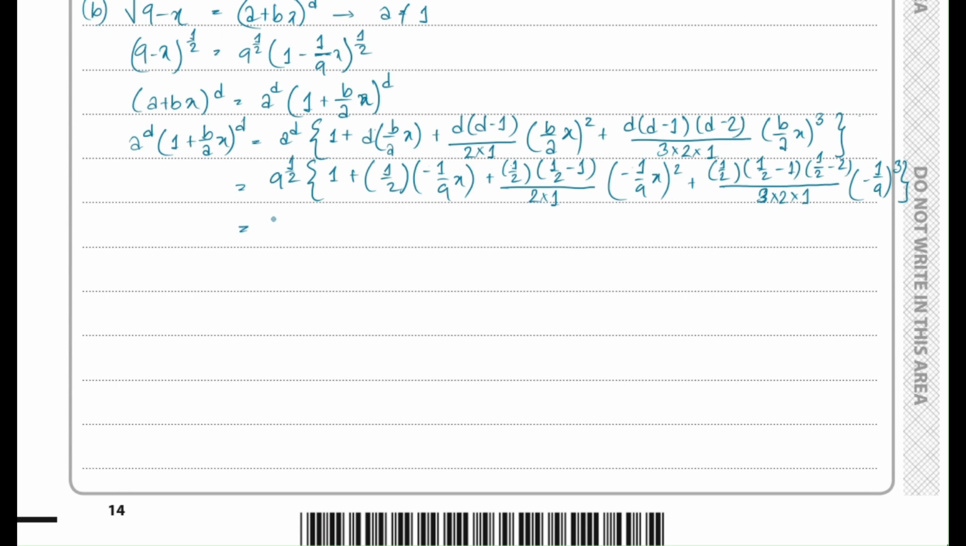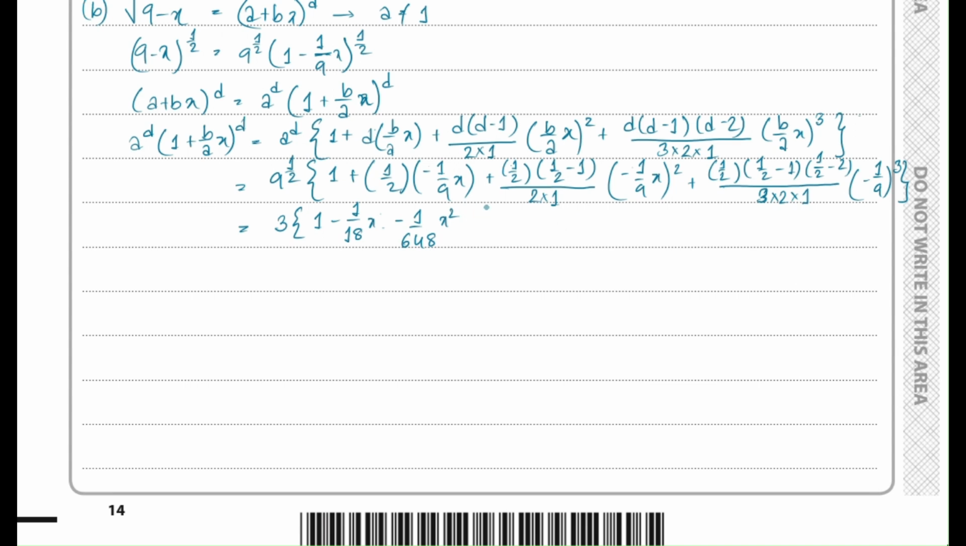So this would be, if you expand this, it would turn to be 9 to the power half is 3. Bracket, this will be minus 1 by 18x. Sorry, 1 by 18x. And if you do this multiplication, this whole one would be minus 1 by 648 x squared. I did it together, everything together.